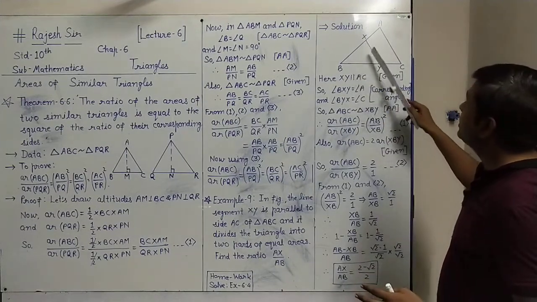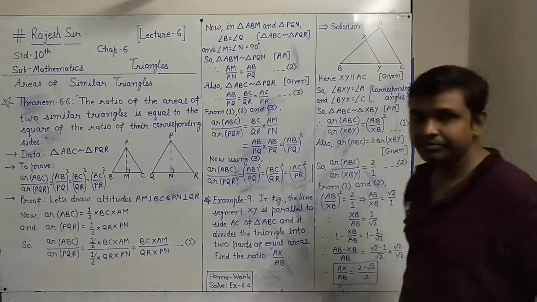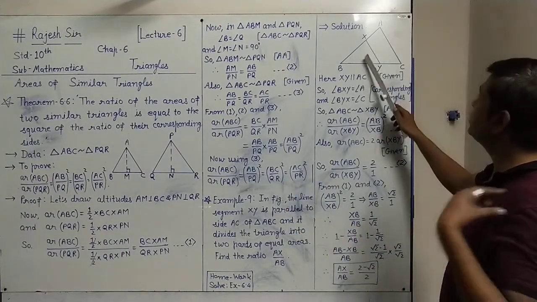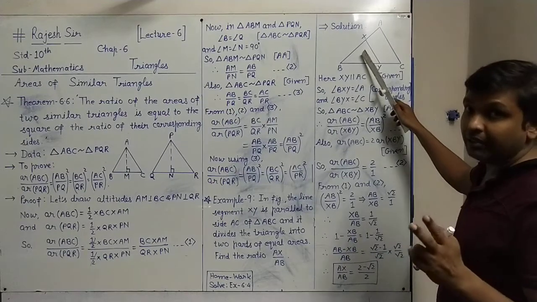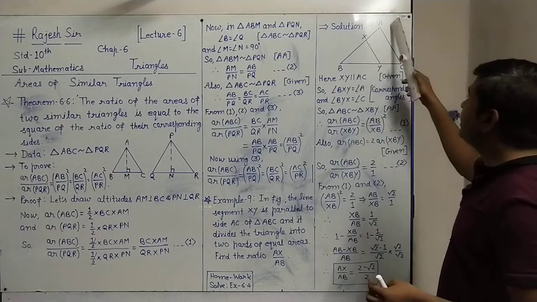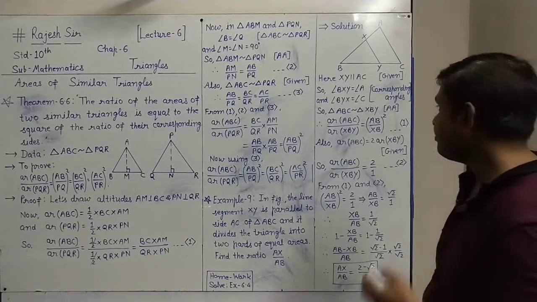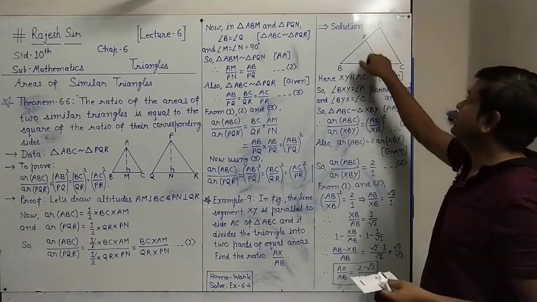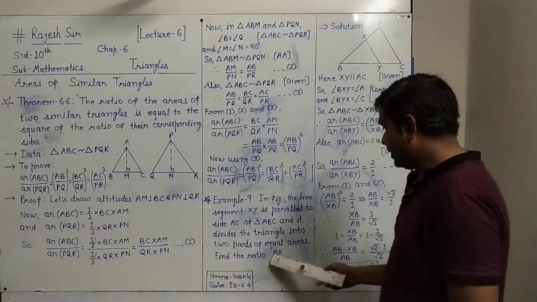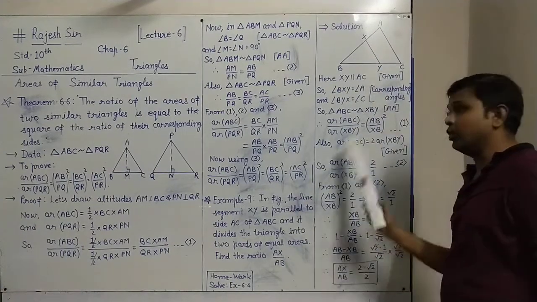Means this area, triangle XBY, and this area are equally divided. Means half divided. The whole triangle is divided into two equal areas. This and this are equal areas. Means this one part's area will be half of the original one. Or in reverse you can say the original triangle ABC's area is twice the area of the triangle XBY, because it is equally divided by this side. So what we have to find here is the ratio of AX upon AB. This ratio you want to find out.